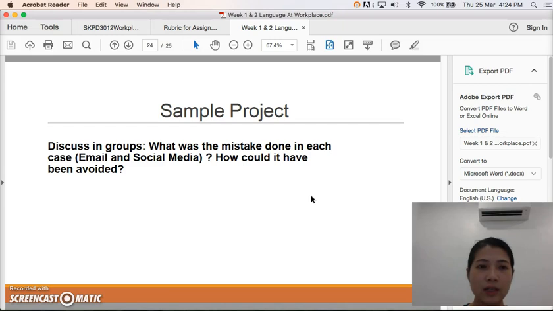It says, discuss in groups. So form a group or a team of 5 people and answer to this question. What was the mistake done in each case? The case here refers to the email and also the social media. And this question is followed by a question, how could it have been avoided?